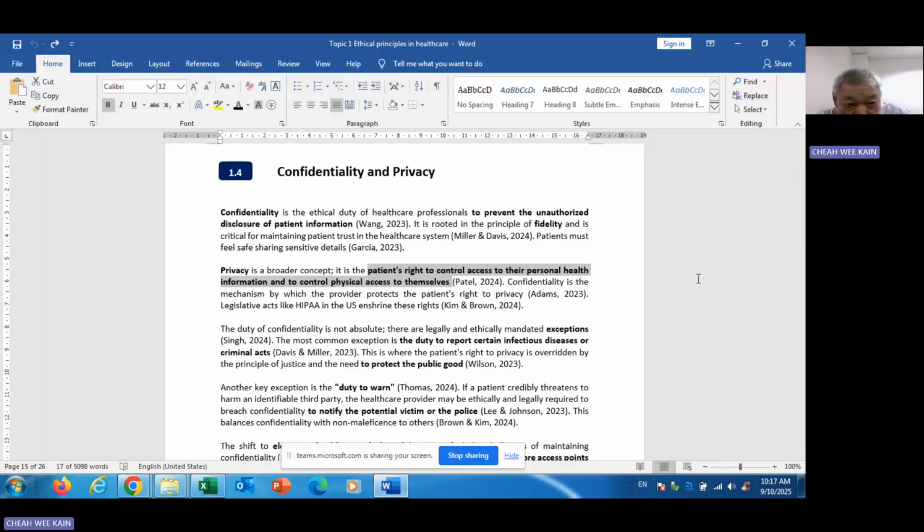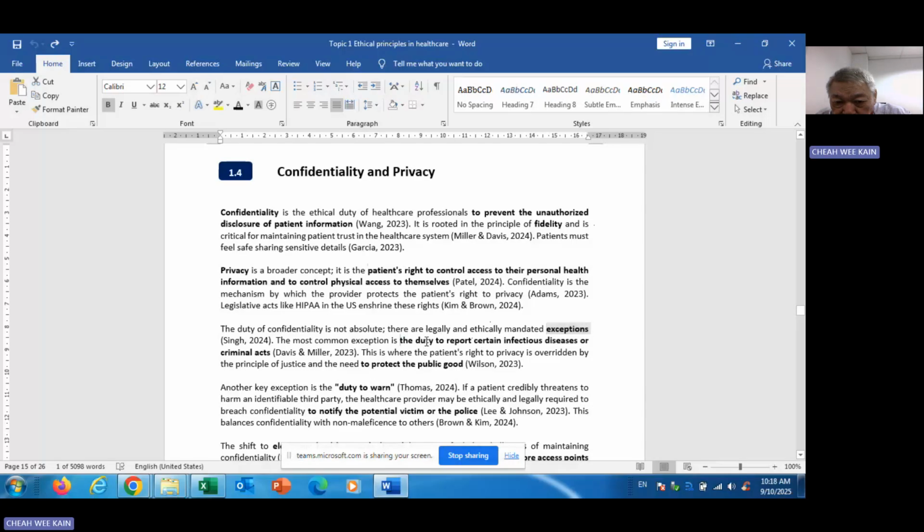Privacy means the patient also has a right to access their personal information. They can also ask certain information to be deleted. Now, it depends on the various countries and laws. Most countries already have a Protection of Privacy Act, so you can look at it. Now, the duty of confidentiality is not absolute. There are legal and ethically mandated exceptions.